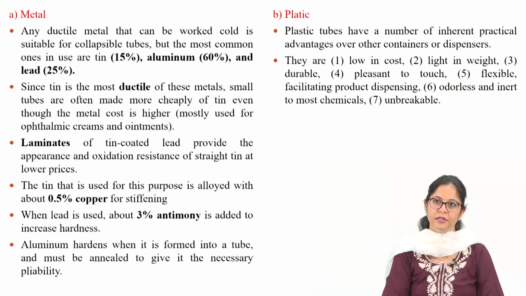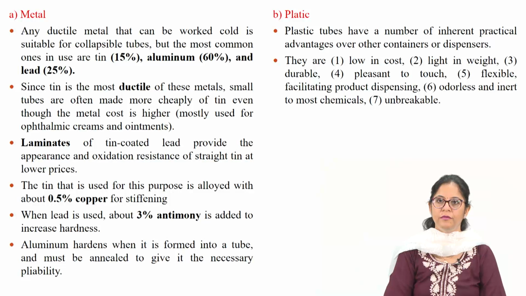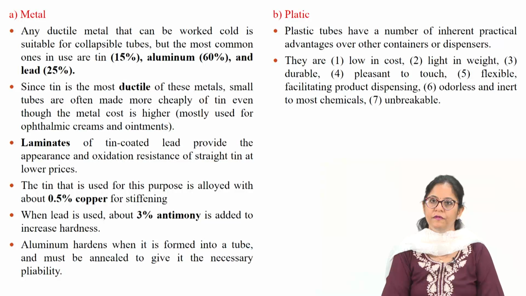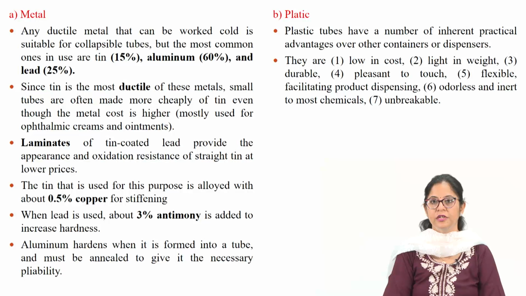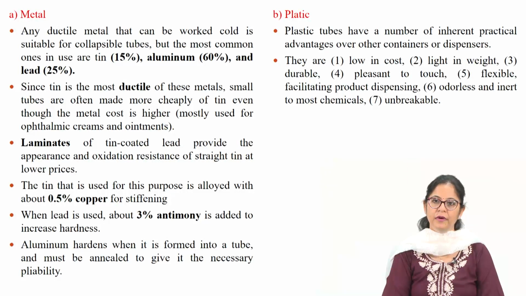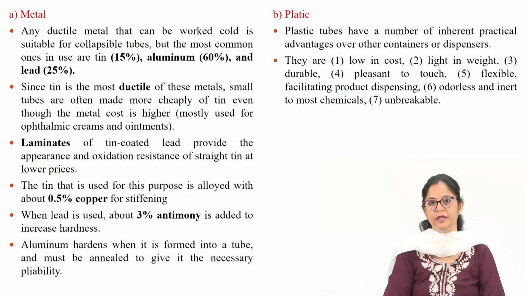Since tin is the most ductile of the metals, small tubes are often made more cheaply of tin even though the metal cost is higher. Laminates of tin coated lead provide the appearance and oxidation resistance of straight tin at lower prices. The tin that is used for this purpose is alloyed with about 0.5% copper for stiffening. When lead is used, about 3% antimony is added to increase the hardness. The aluminium hardens when it is formed into a tube and must be annealed to give it the necessary pliability.